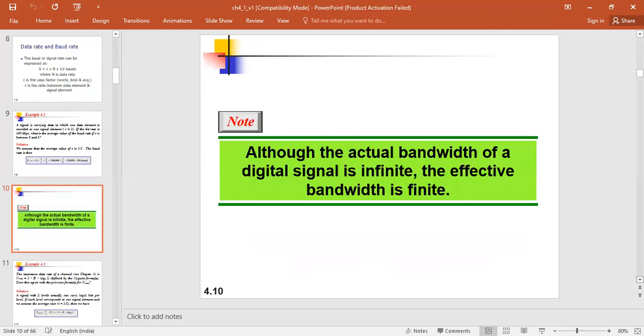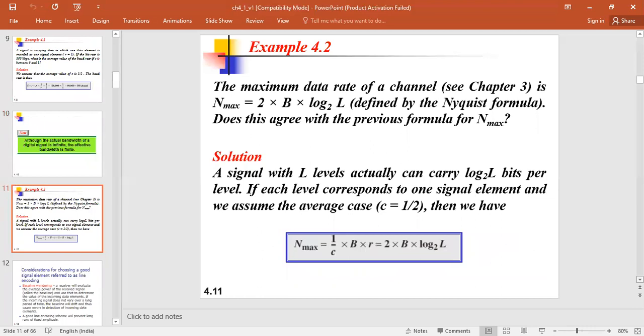Now, although the actual bandwidth of the digital signal is infinite, as we discussed in the last class, normally the effective bandwidth is finite. So just note it down, it is required for the next part. If we consider one problem, the maximum data rate of the channel is N max, as given. Does the next one agree with the previous formula of N max?